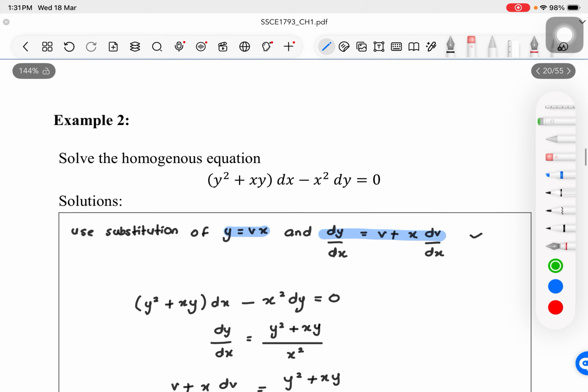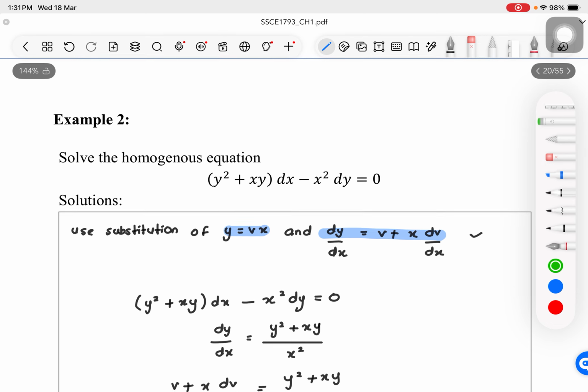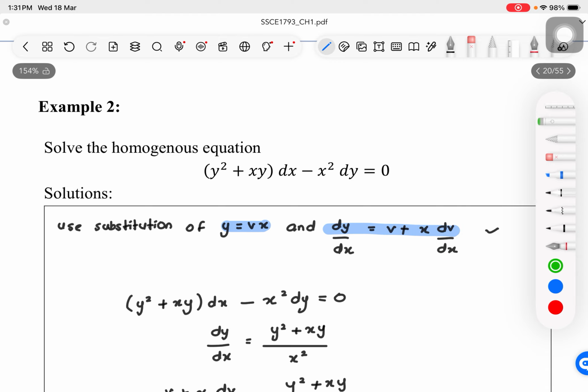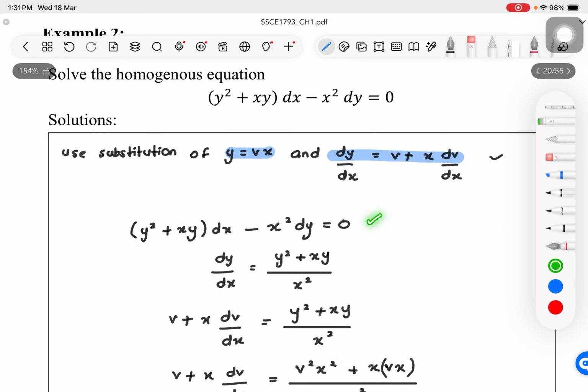Let's go to the questions. This one asks you to solve the homogeneous equation, meaning it is clearly stated that this equation is homogeneous. So there is no need to check for the homogeneity anymore. You can just proceed with the substitution. We use the substitution of y is equal to vx, and then dy over dx is equal to this one.